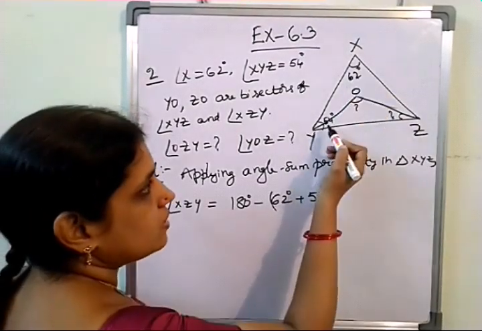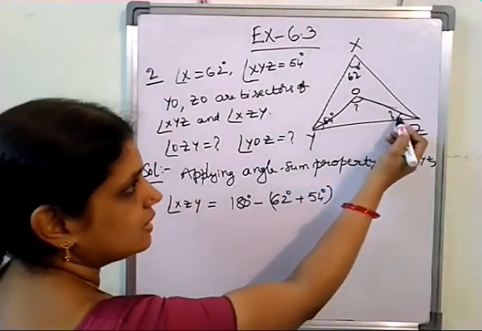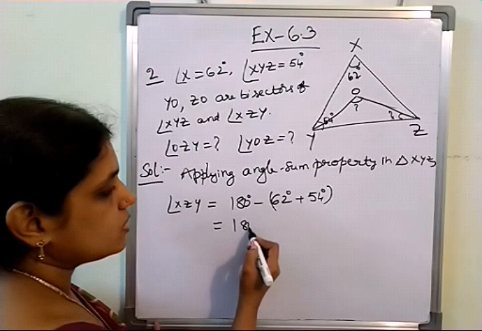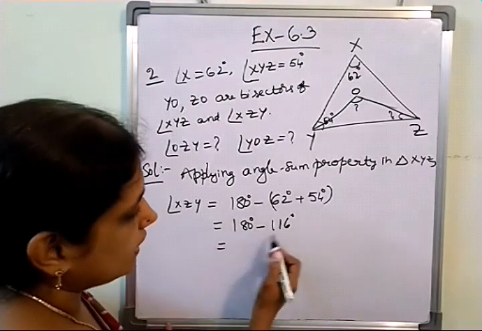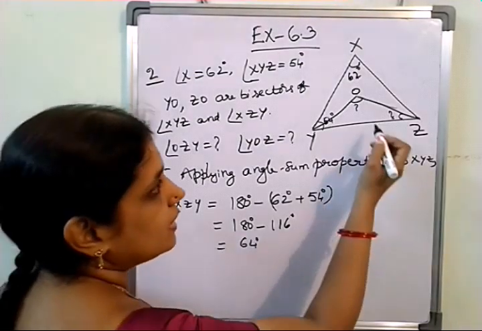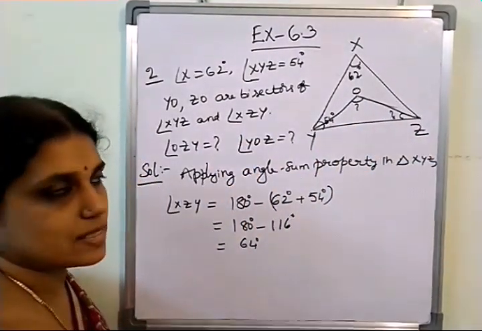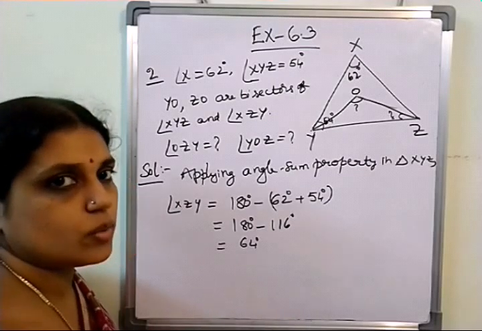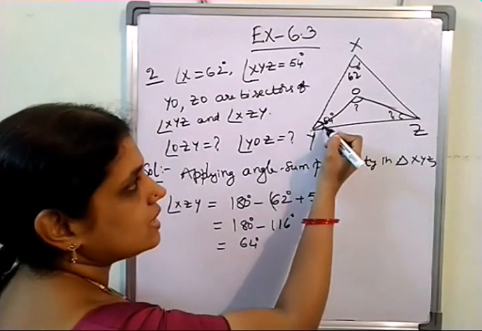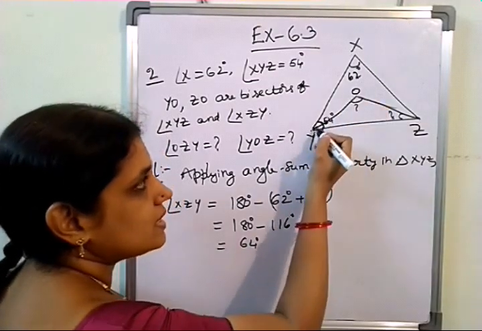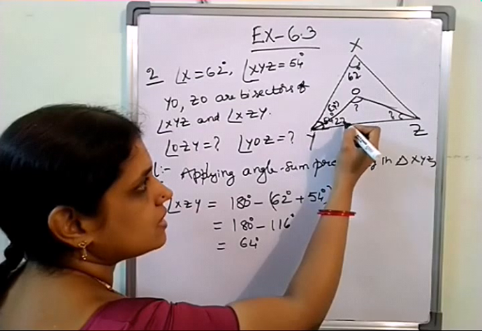So here angle X is 62, angle Y is 54 in the big triangle XYZ. So to find out this third angle, we have to subtract from 180. So 180 degrees minus 116. So what you will get? 64 degrees. Okay. Here what is one more point given? YO and ZO are the bisectors. So bisector means what? Dividing into two equal parts. So here this total angle is 54. So what is each part? So here YO is the bisector of this angle. So here 27 and here 27 you will get.